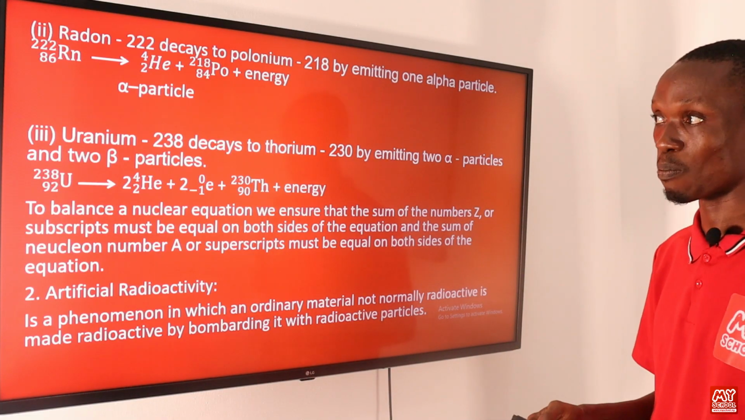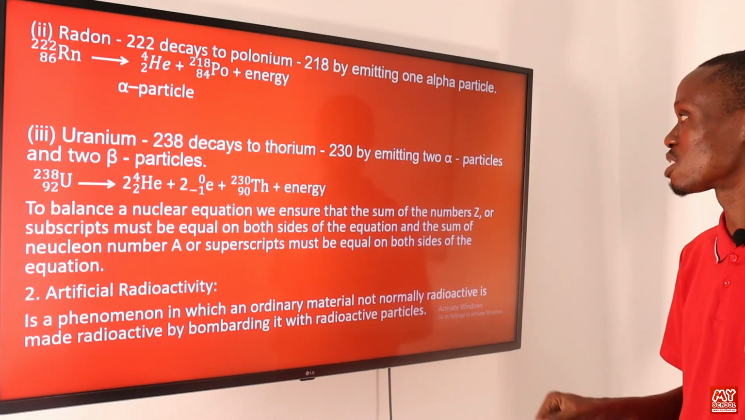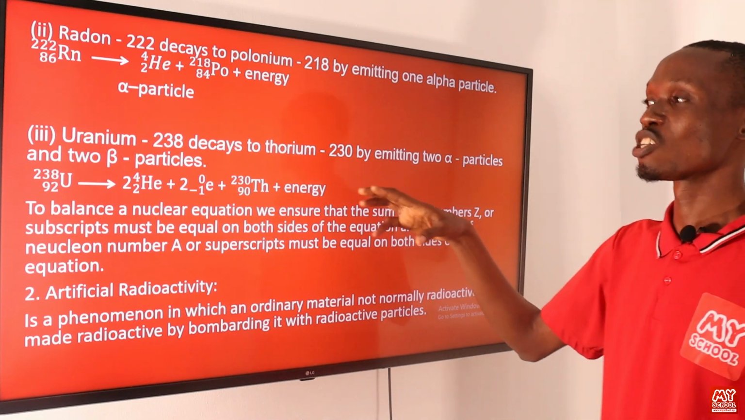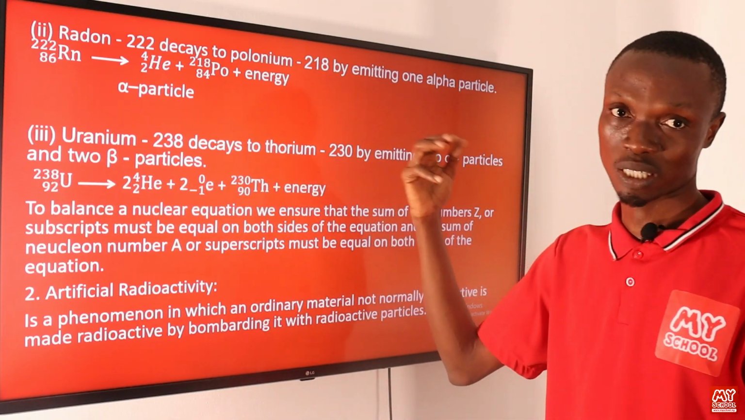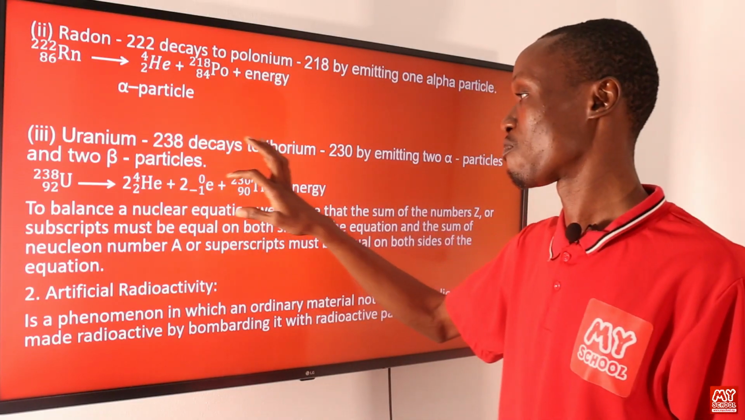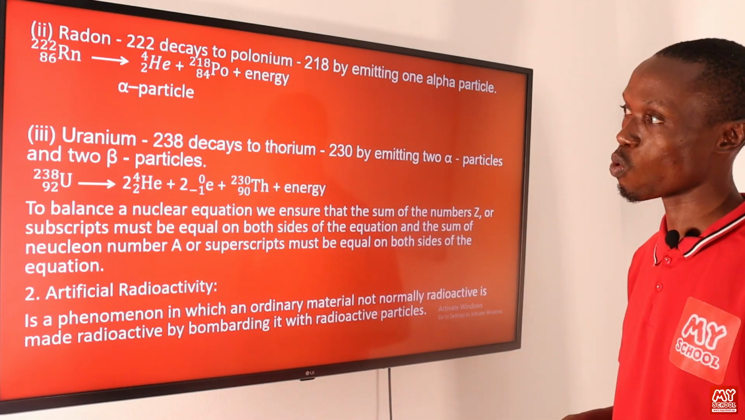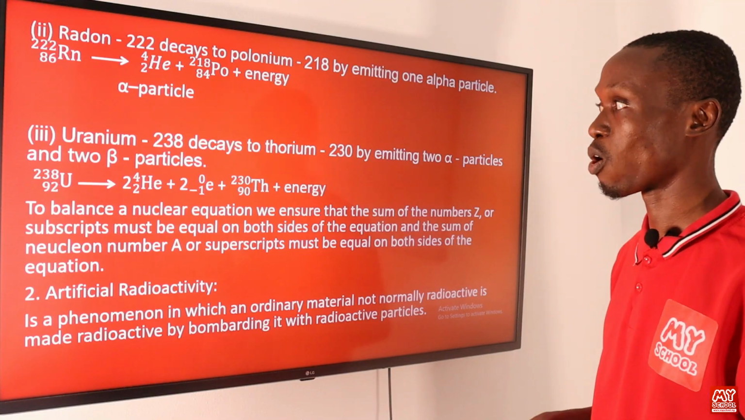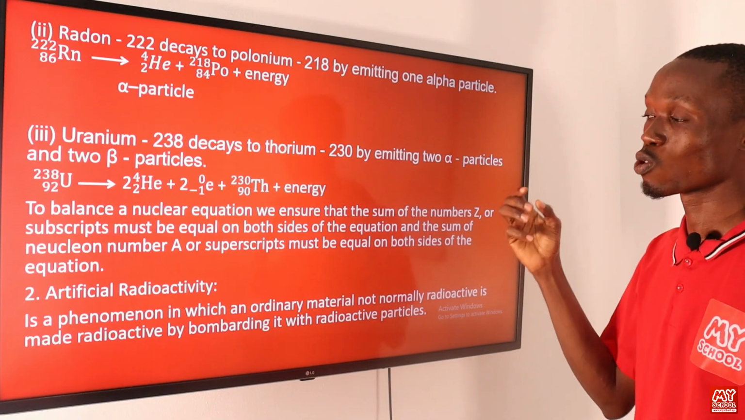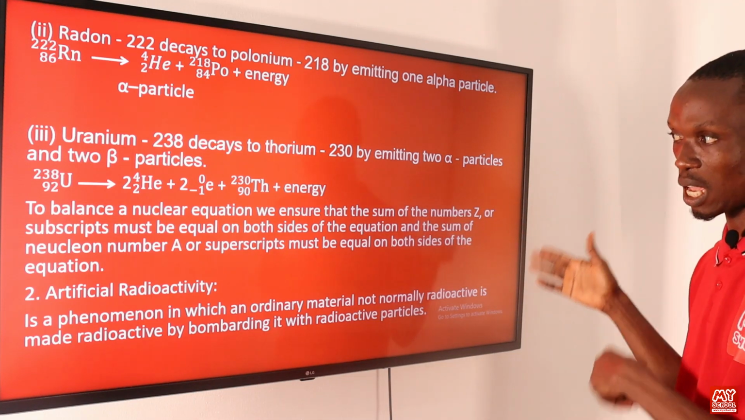Then we also have another example, which is uranium-238 decays to thorium-230 by emitting two alpha particles and two beta particles. Now take note that this reaction does not occur in just one step. It occurs in a sequence of steps, but here the final result is just combined to produce this equation. So this is uranium-238 undergoing decay to produce thorium-230 by the emission of two alpha particles and two beta particles, accompanied with the release of energy.